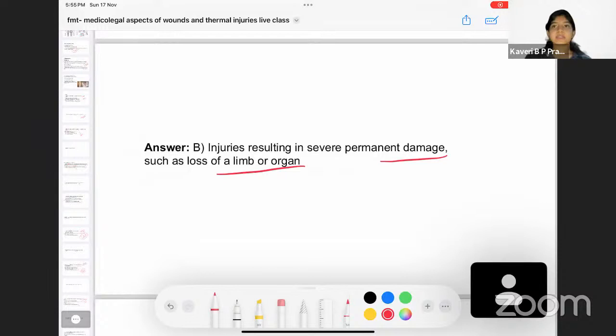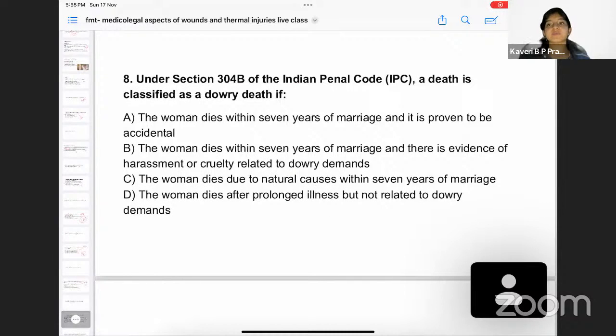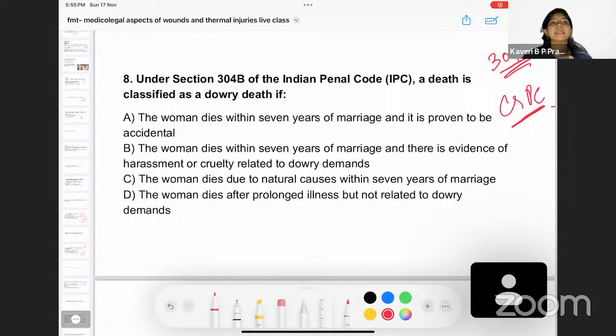Whenever dowry death, about two things. 304B of IPC, then there is a CRPC that you have to know. So which is that CRPC, that is for you to go back and revise. So under 304B of IPC, a death can be classified as dowry death if, so let us look into the options. A woman dies within 7 years of marriage and is proven to be accidental. No, if it is accidental, it wouldn't come under dowry death. No, so that is not the answer. Woman dies within 7 years of marriage and there is evidence of harassment or cruelty related to dowry demands. Yes, could be an answer.